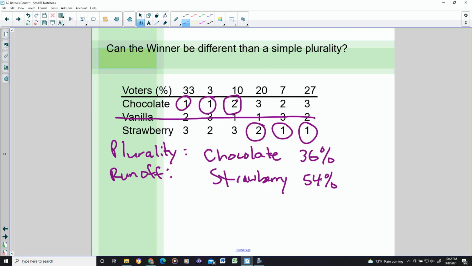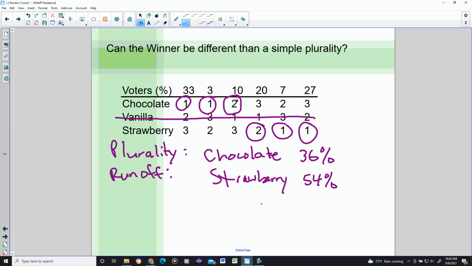But do you see why? It's because strawberry has an extremely large second place vote. The number of people who swap to strawberry is far larger than the number who swap to chocolate. So it's able to overtake chocolate in terms of second place votes.